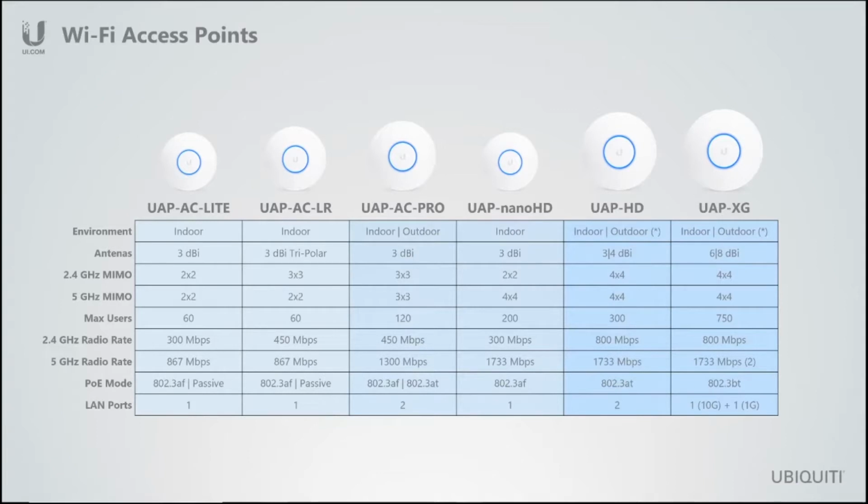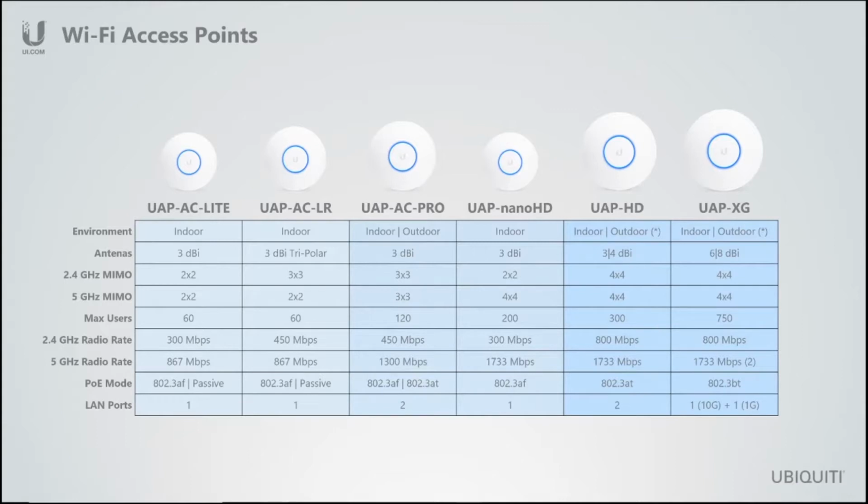Right. I would also like to add that the UAP-XG has a dedicated backlink for wireless uplink. Unlike the other APs, which use their own 5 GHz radio for wireless uplink, the UAP-XG has a dedicated 5 GHz uplink which works at 733 Mbps. That way you get better speeds than with APs that are wirelessly uplinked.